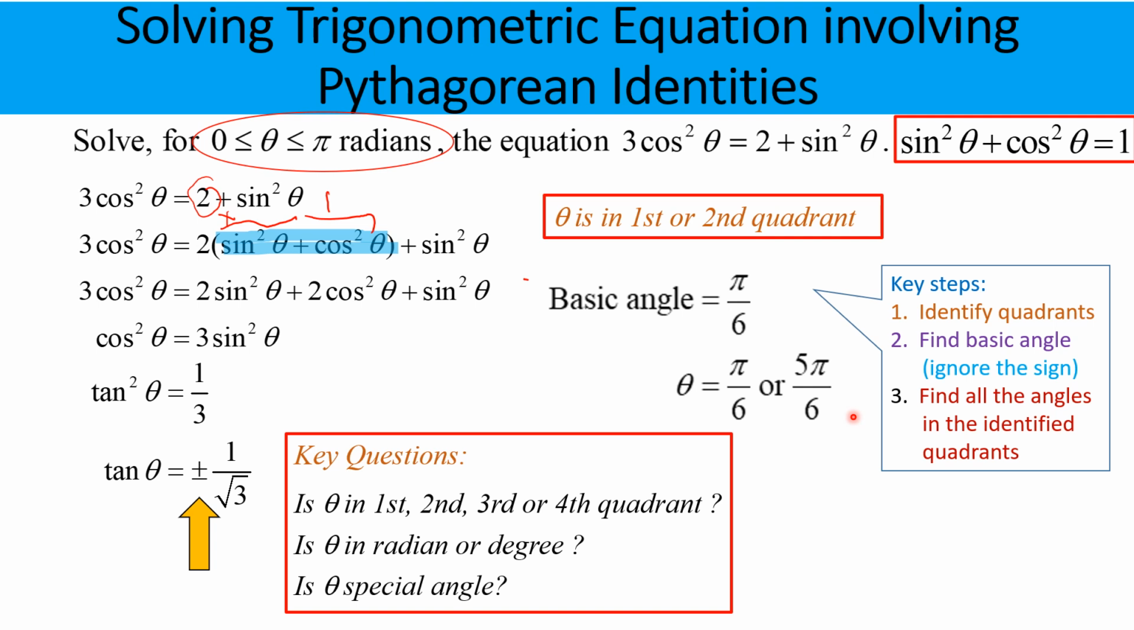Hopefully this simple example illustrates how we can apply Pythagorean identities in solving simple trigo equations. I hope you find this useful.